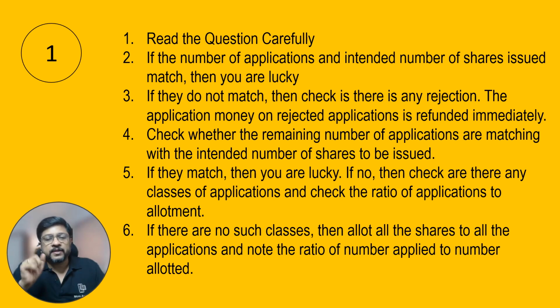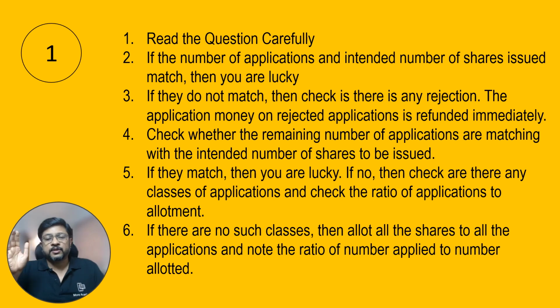This is the situation covered in point number 4. Check whether the remaining number of applications are matching with the intended number of shares to be issued. If they match, again you are lucky. If not, as I told you just now, 1,40,000 and 1 lakh, then check whether there are any classes of applications and check the ratio of applications to allotment.